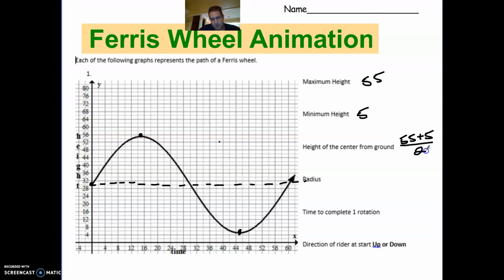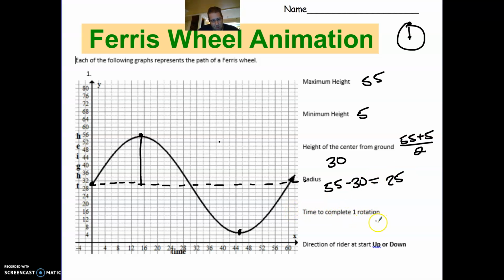It should be right in the middle of the highest point and the lowest point. So if I add these two and divide by 2, 60 divided by 2 is 30, which makes sense because it looks like it's starting right there at 30. And then the radius height would be the distance away from that center height. So when you think about a Ferris wheel, the highest point minus the center height is the radius. So 55 minus the center height equals 25.